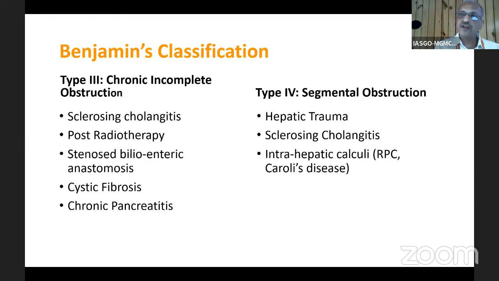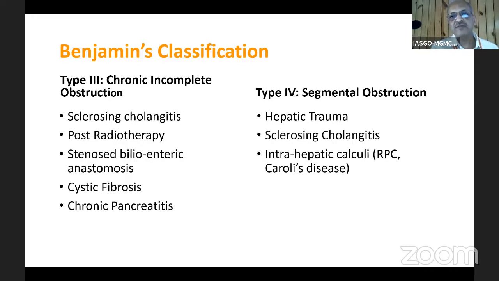Then type 3 is a chronic incomplete obstruction, which is often seen in patients of sclerosing cholangitis, post-radiation stenosis, stenosis of the various anastomoses, not only the bilioenteric anastomosis; even a biliobiliary anastomosis stricture can be a cause of chronic incomplete obstruction. Then cystic fibrosis and chronic pancreatitis are other causes.